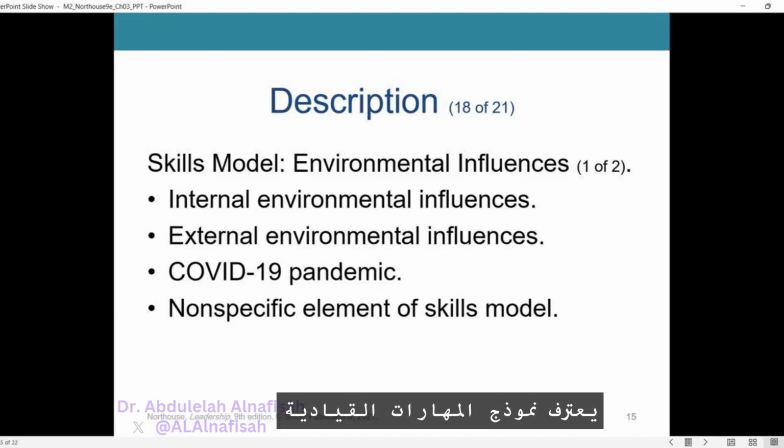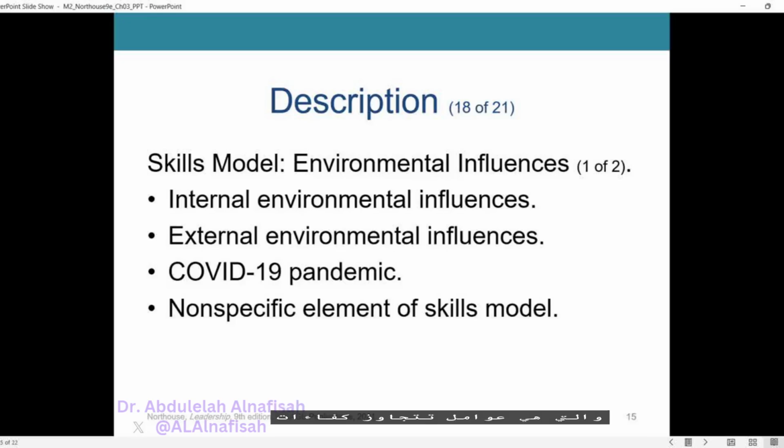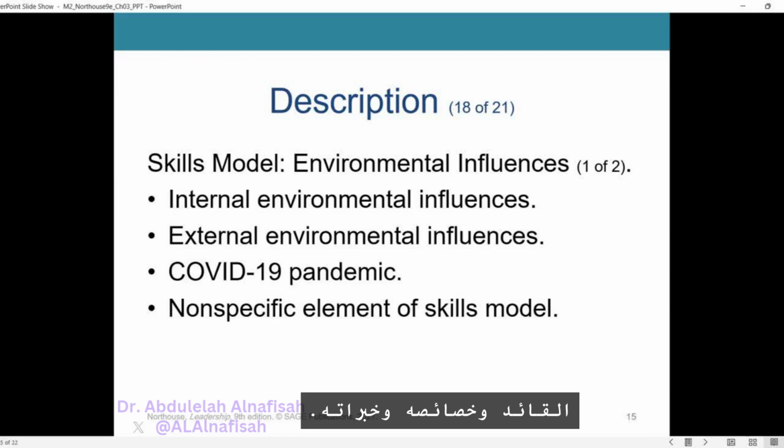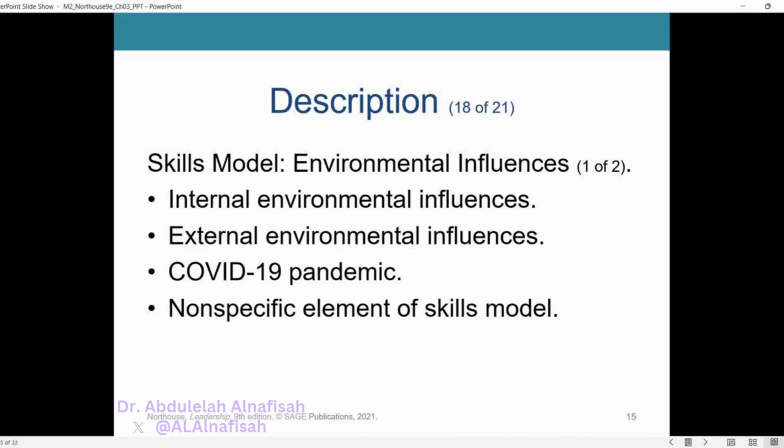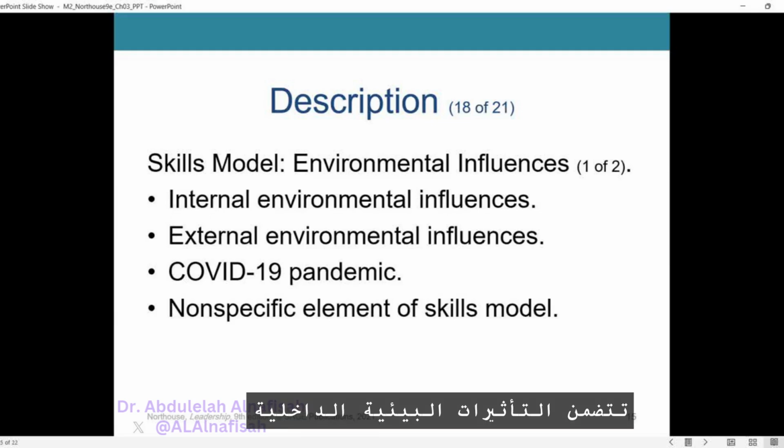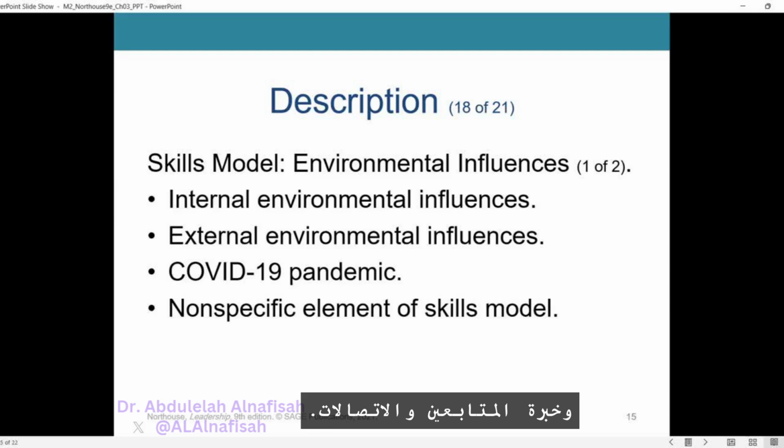The skills model of leadership also recognizes the impact of environmental influences, which are factors beyond a leader's competencies, characteristics, and experiences. These influences can be both internal and external. Internal environmental influences include aspects like technology, facilities, follower expertise, and communication. For example, an outdated factory lacking modern technology or a team with poor communication can significantly affect a leader's problem-solving ability and performance. On the other hand, highly competent followers can improve a leader's problem-solving outcomes.